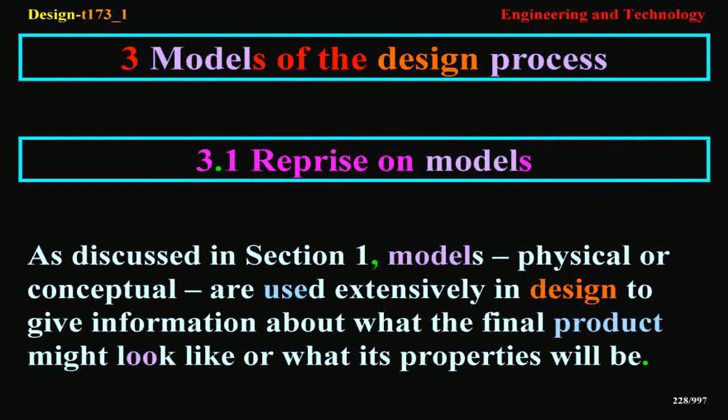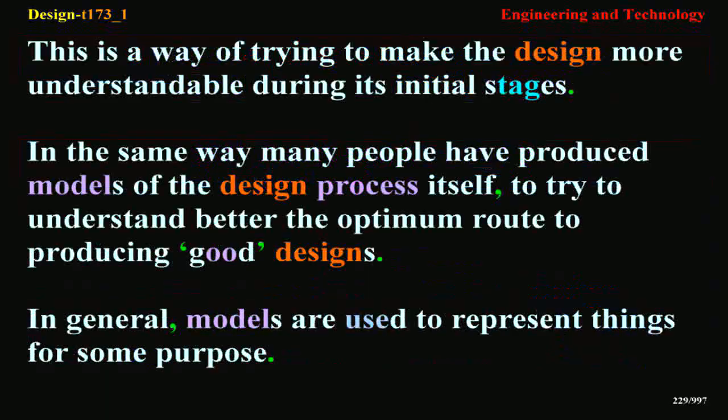3 Models of the design process. 3.1 Reprise on models. As discussed in section 1, models, physical or conceptual, are used extensively in design to give information about what the final product might look like or what its properties will be. This is a way of trying to make the design more understandable during its initial stages.